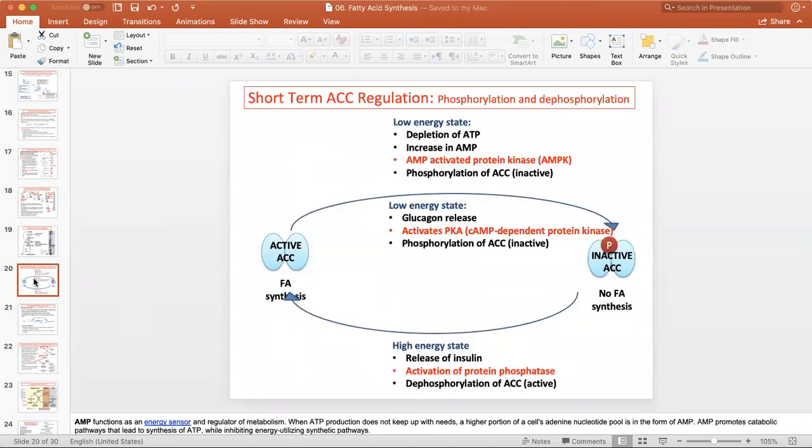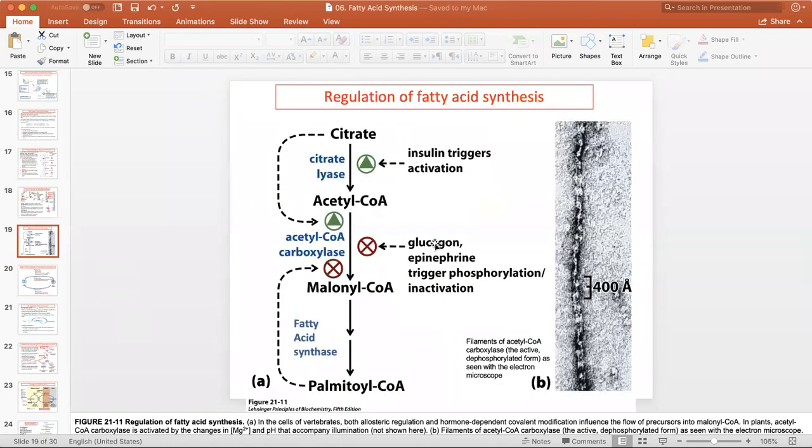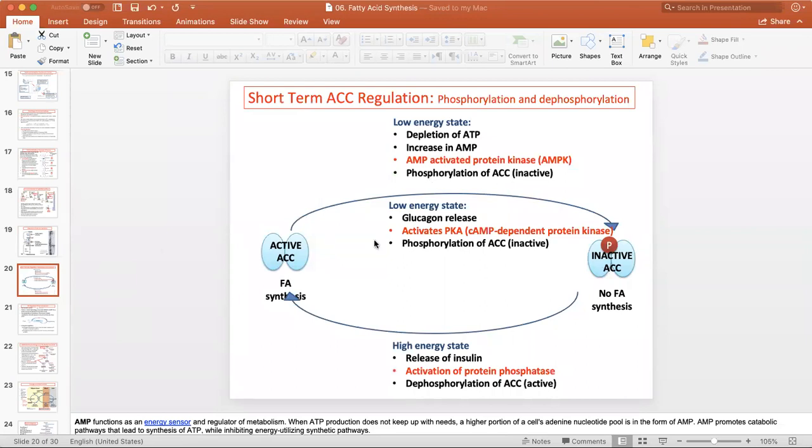The other short-term regulation also comes, actually the one we are mentioning here is also short-term, like insulin and glucagon, but they are discussed in a different slide. Again, if you just think, insulin will activate and glucagon will inhibit. How it activates, you have to know this because this is very confusing.